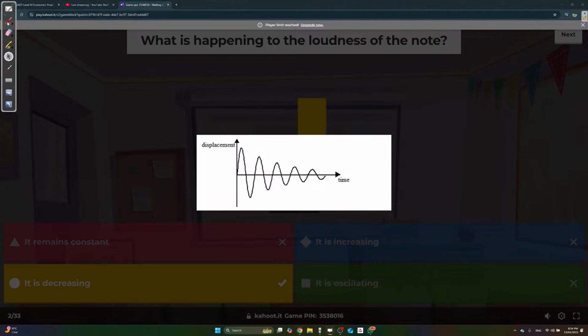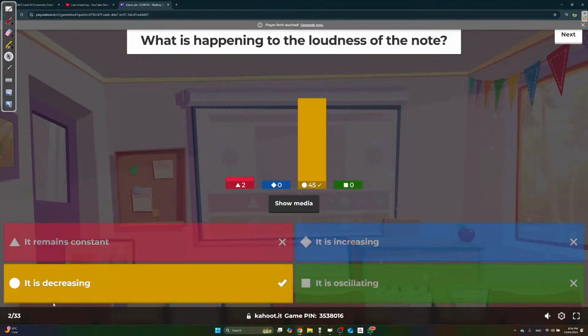Oh, no. Okay, what is happening to the loudness? Remember that loudness depends on the amplitude. Okay, as you can see, the amplitude here is decreasing. Okay, so that's why the answer is the loudness is decreasing.